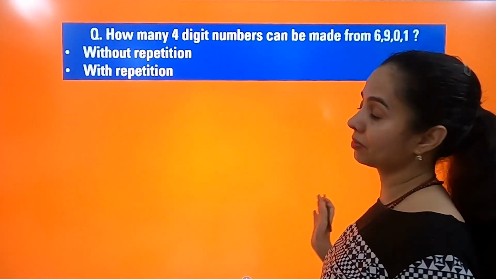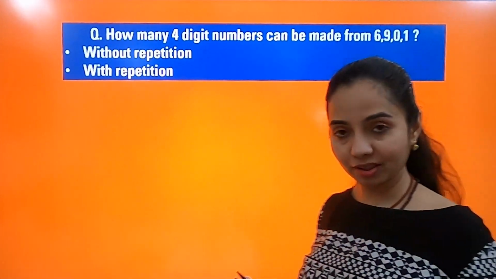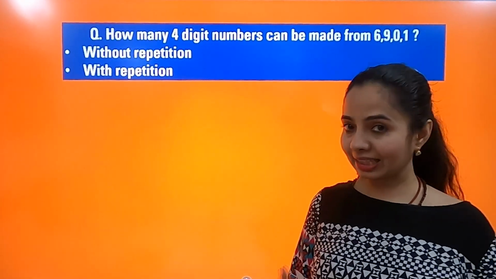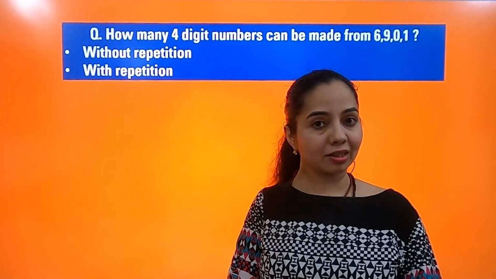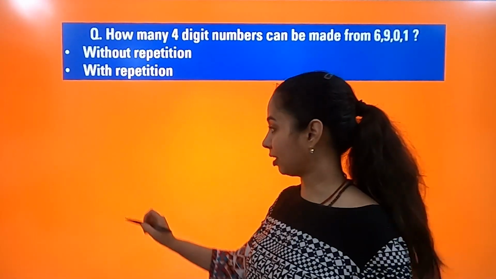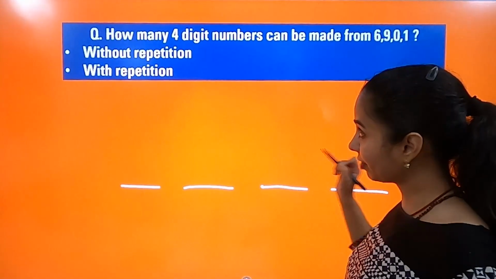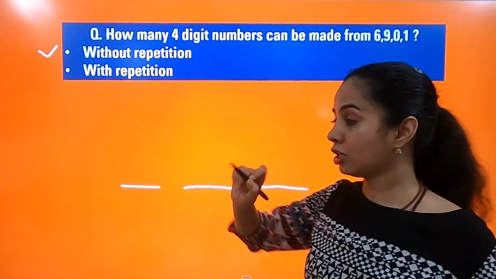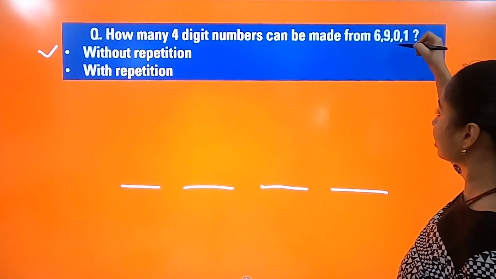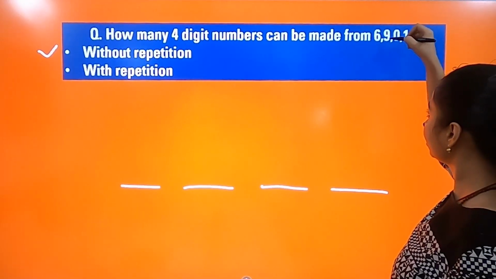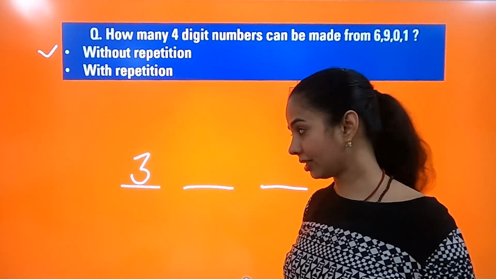How many 4-digit numbers can be made from 6901 without repetition? Okay, so we'll do it directly with the formula, since I'm very sure that the concept must be absolutely clear to you now. So how it works, I have to make a 4-digit number, and first I'm doing it without repetition. So how many options I have for this place? Though I have 4 digits, but since I cannot use 0, I am left with just 3 options, 6, 9 and 1 for this place, right?